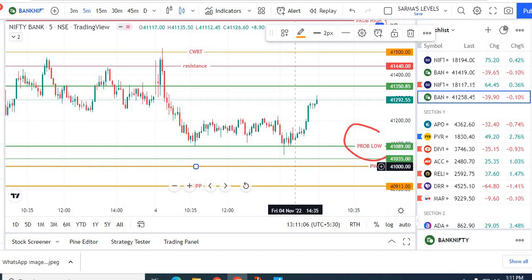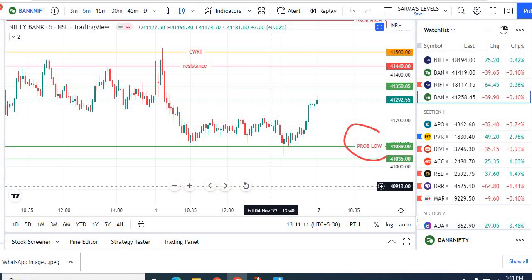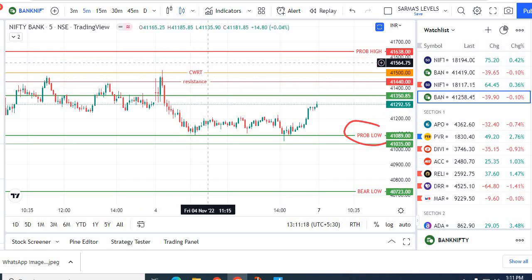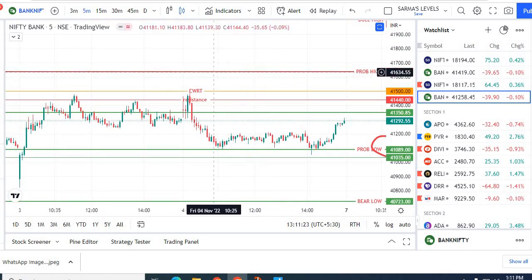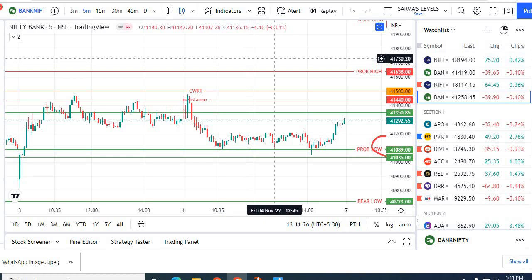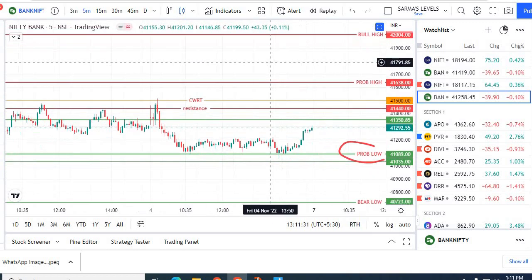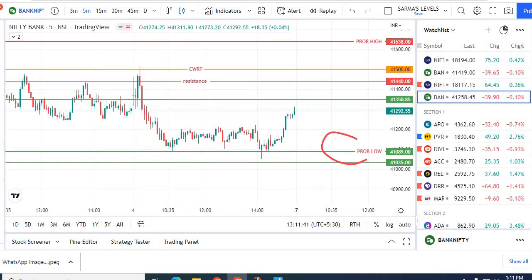So we can draw these lines a day before. Wherever the market opens in the morning, if the market is bullish, it goes up and touches my probable high, and it crosses. If it can sustain above this probable high, then it will go up to bull high. But if it cannot sustain above the probable high, the probable high acts as resistance, and it pushes Bank Nifty down.